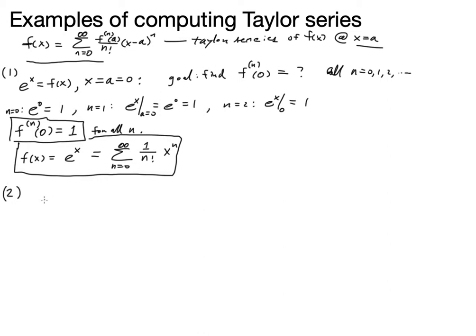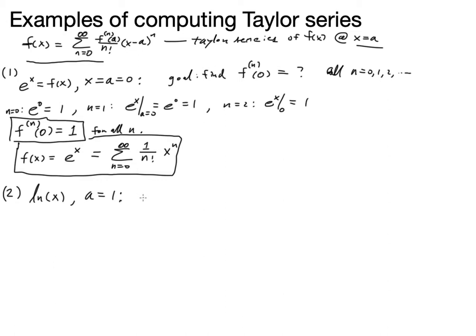Now let's go on to another one. We did e to the x, so why don't we try natural log of x? But this time we're going to do a little twist here. Let's expand about a equals 1 instead. We can't expand natural log at a equals 0 because natural log is not defined there. All right, so let's do it.